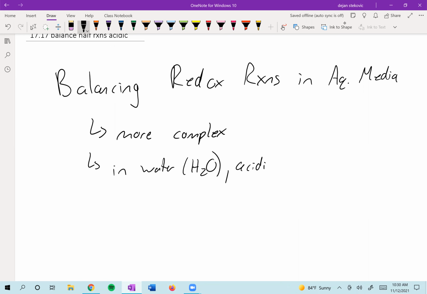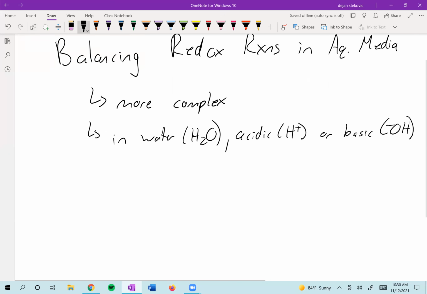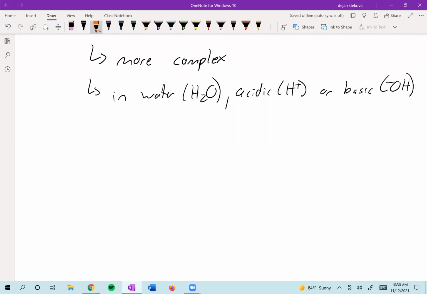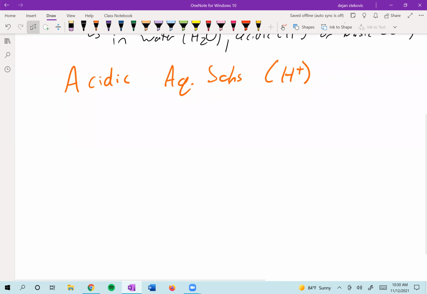And whether we're in acidic media, so we have a bunch of H plus flying around, or basic, where we have more hydroxide, that's also going to change the way that we balance them. So let's start off with acidic components, right? So we're going to balance a redox reaction in acidic aqueous solutions, right? So we're aqueous, so we have water, and then we're acidic, so we have H plus as well to add to our reactions.